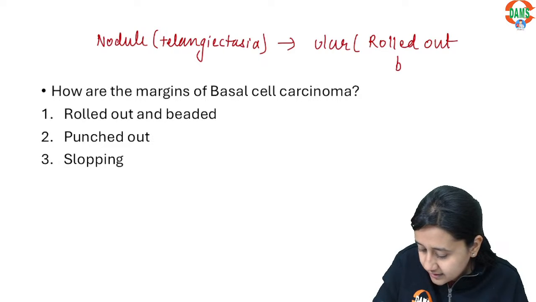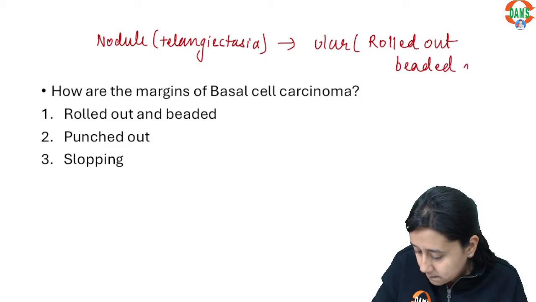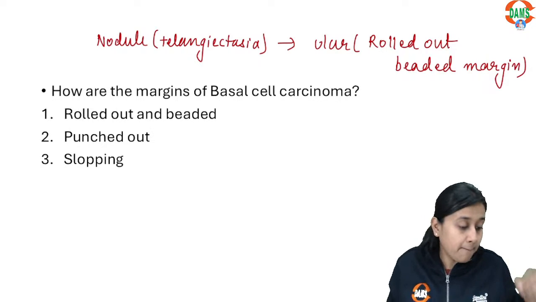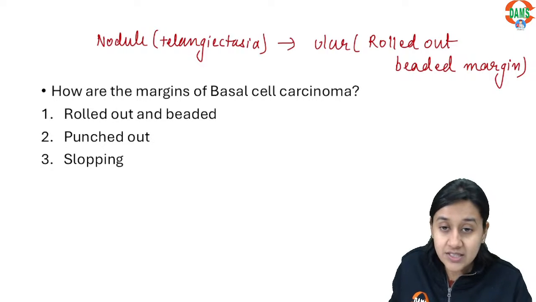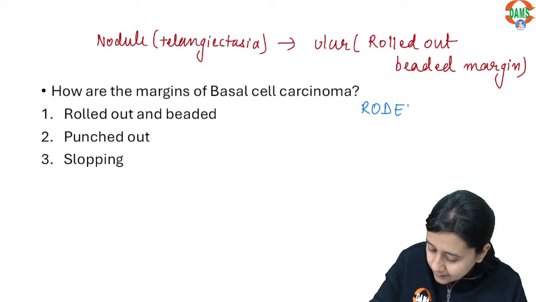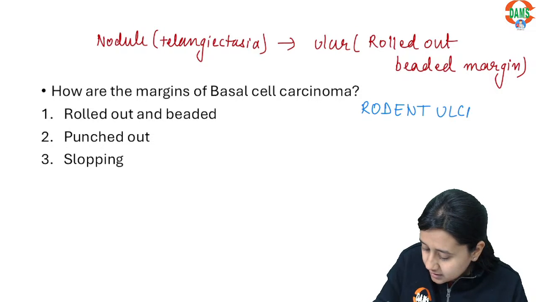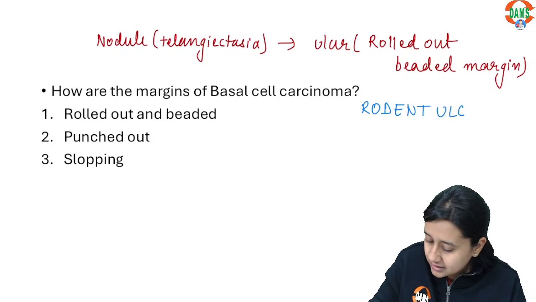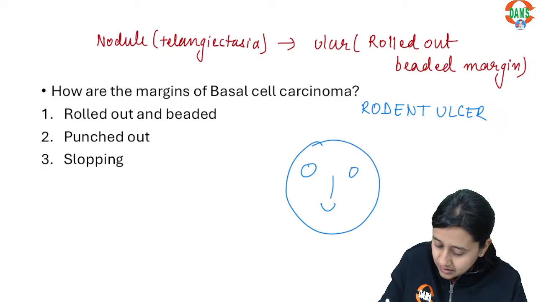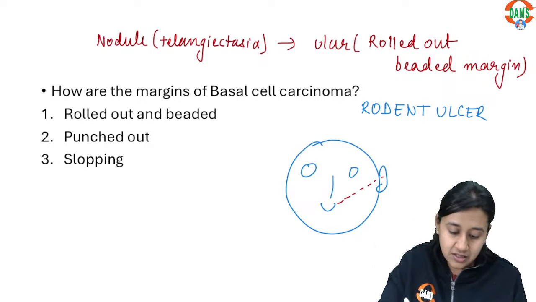And what do you call this? Anyone, what do you call this ulcer? This ulcer with rolled out beaded margin, what is the name of this ulcer? Very nice. It is known as rodent ulcer. So please remember, in the patient of basal cell carcinoma, very classically, you see an ulcer above the line joining the angle of mouth and the tragus, somewhere here.